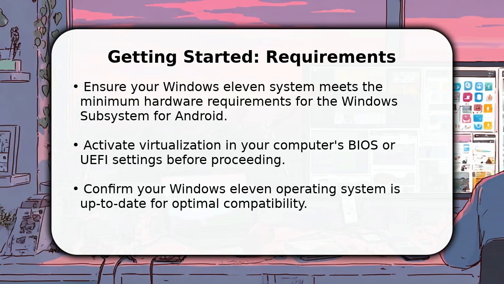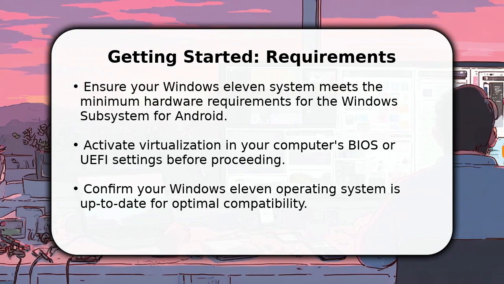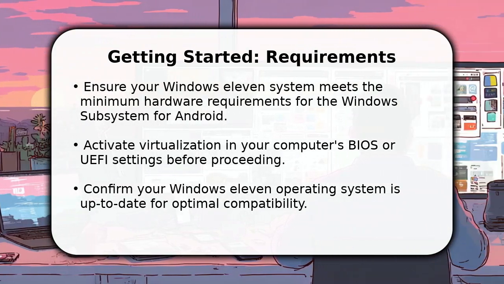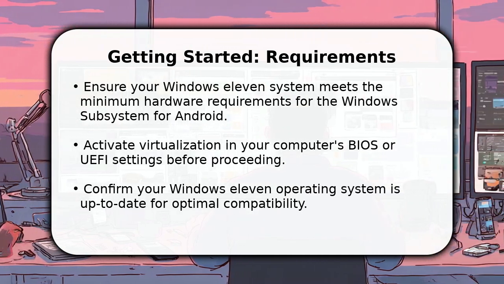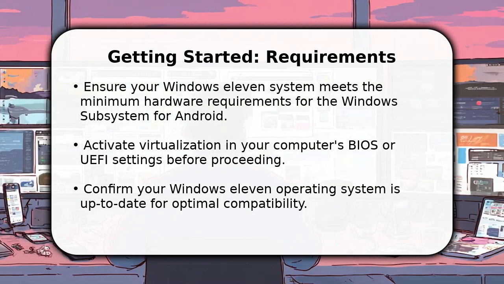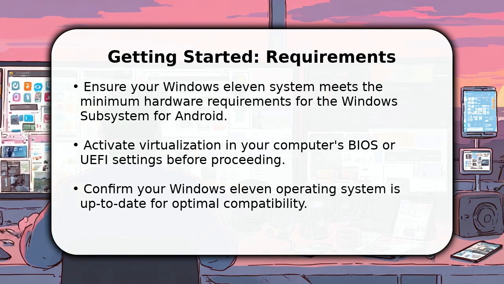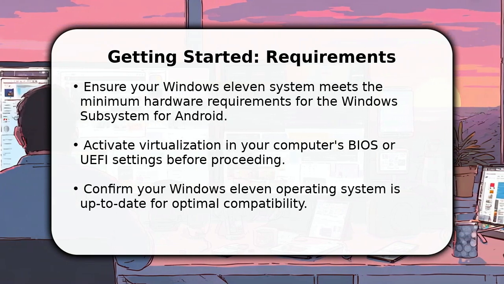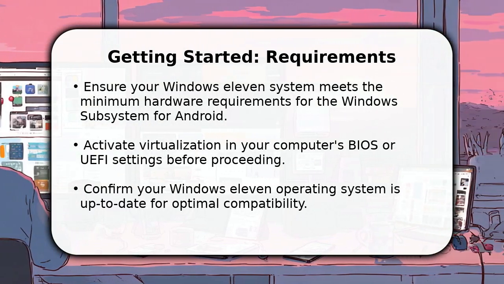In this video, I will show you how to get Clash of Clans on Windows 11. First, make sure your computer meets the specific requirements, like having at least 8 GB of RAM. You will also need to enable virtualization technology within your system's BIOS or UEFI settings. This is a crucial initial step for the entire process to work smoothly. Always keep your Windows 11 installation updated to prevent any compatibility issues later on.